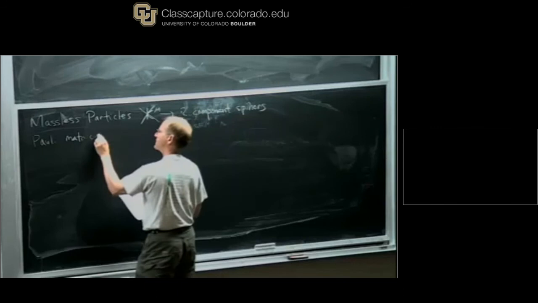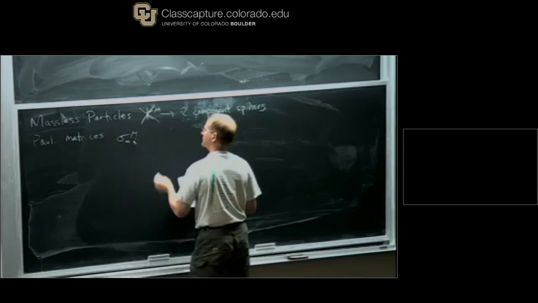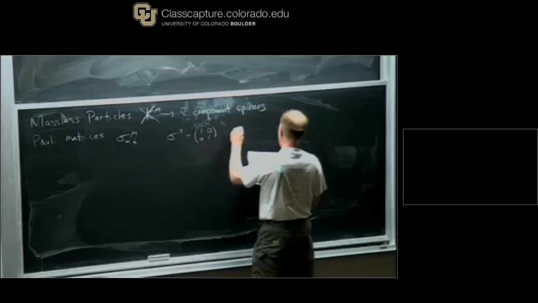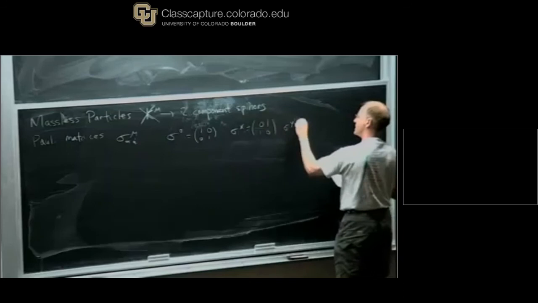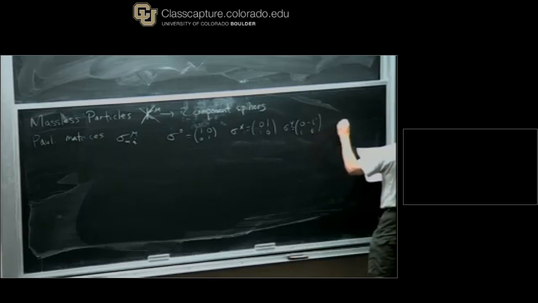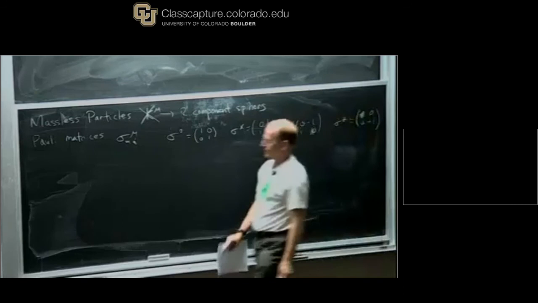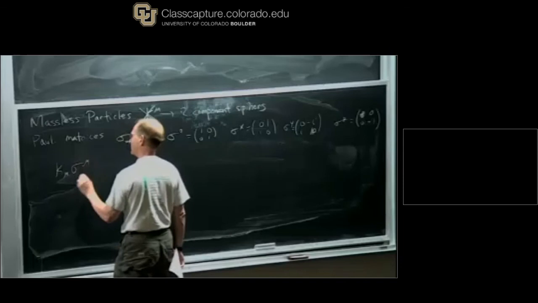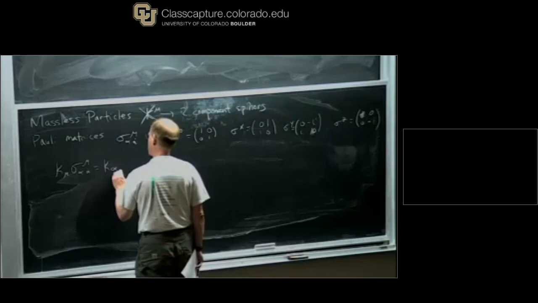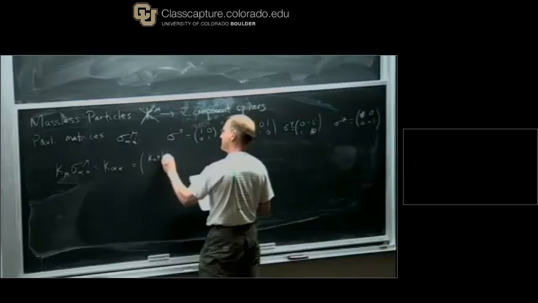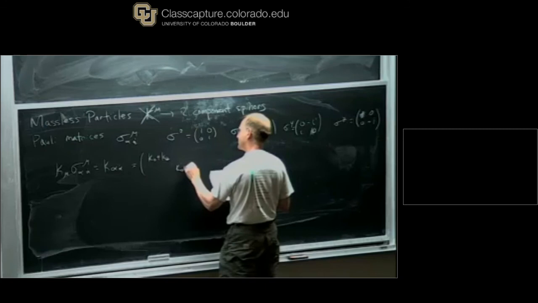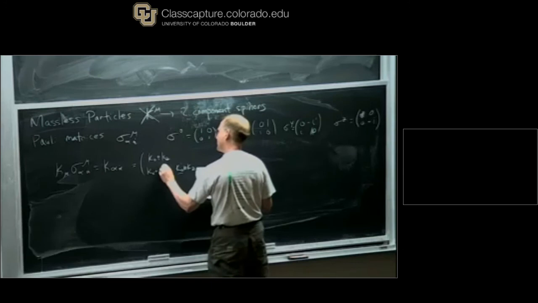Sigma mu alpha alpha dot, where sigma 0 is the identity matrix, sigma x, sigma y, sigma z. What happens if we take the momentum vector k mu and contract it with sigma mu alpha alpha dot? We get a matrix which we call k alpha alpha dot, and we can easily write it out. It has k0 plus kz and k0 minus kz, where k0 is the energy, and kx plus i ky, kx minus i ky.